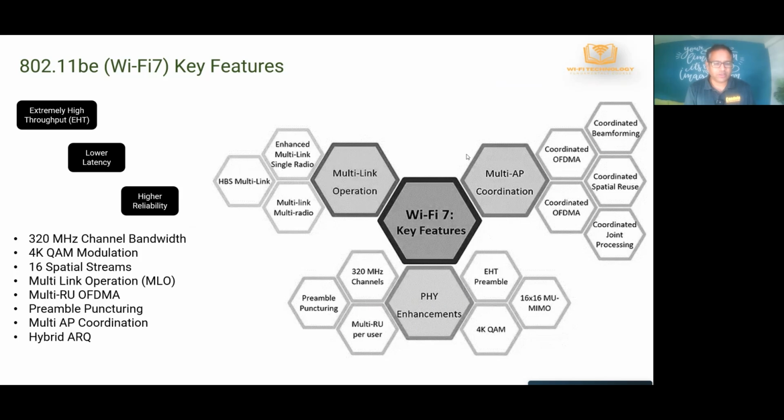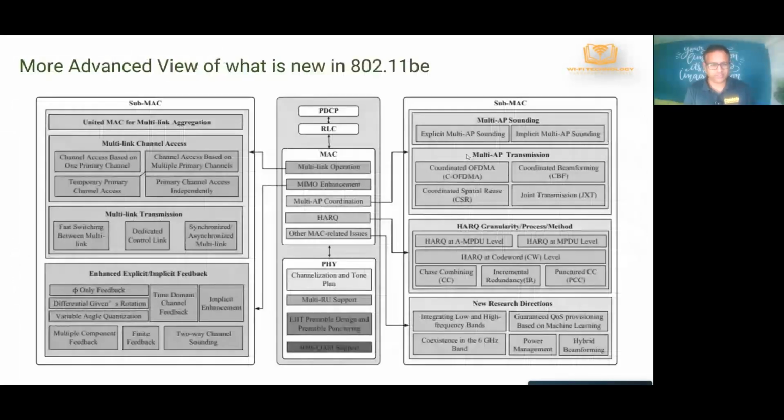So again, just to summarize: 320 megahertz, 4K QAM, 16 spatial streams, MLO, multi-RU, and all these other things. This picture, I found it very interesting when I was reading one of the papers that I found online. It's a more fancy way of basically listing all these features, so I really liked it and put it up here. But again, these are some of the things that have been in consideration and are also being implemented in Wi-Fi 7. So all these features that I just talked about.